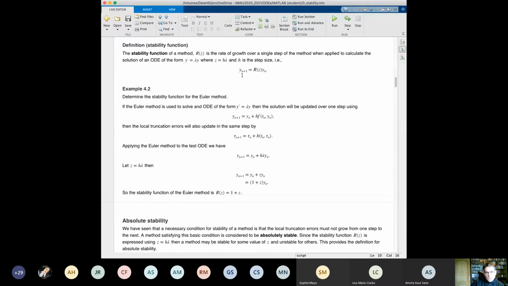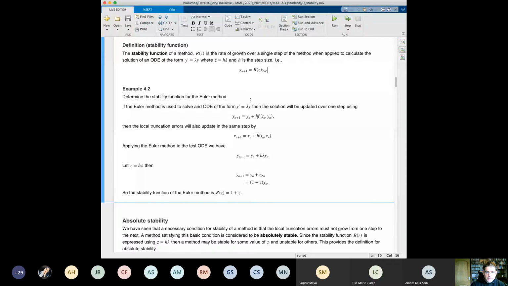Okay, so when we're updating a solution over a single time step, yn is our current solution, yn plus 1 is our next step solution, and we're going to do something to our current step solution. And what we have here is the definition R(z). Now R(z) is the rate of growth over a single step in the solution. Now, if this is a rate of growth in the solution, it must follow that the errors will also follow the same rate of growth. So R(z) is how much errors grow from one step to the next.